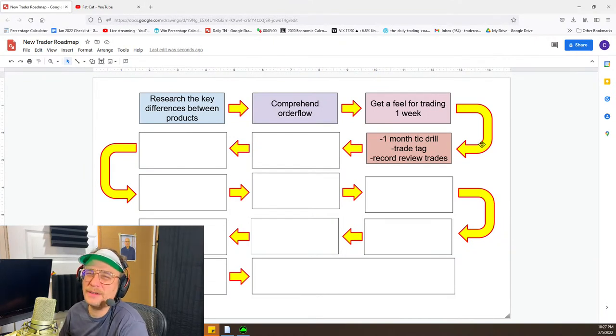Okay, again, you don't have to. I really don't care what you guys do. But I was asked, so I am sharing. So spend a month doing tick drills without charts.